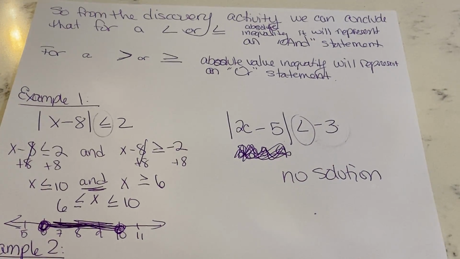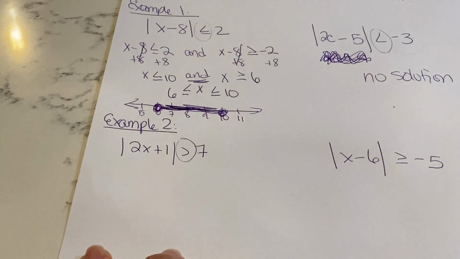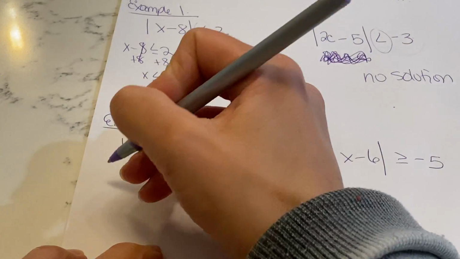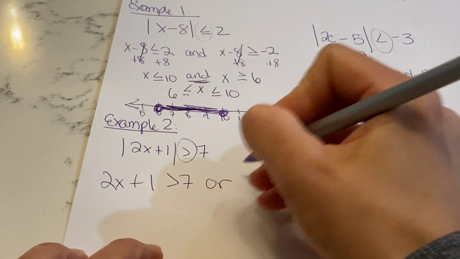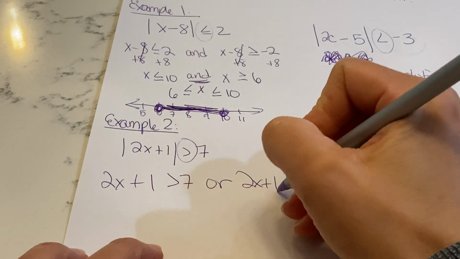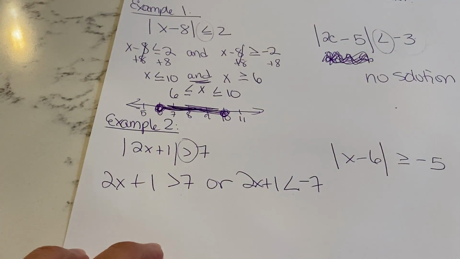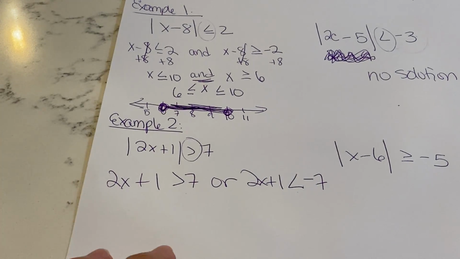All right, so let's do this one. I first look at my inequality is a greater. So I know this is going to represent an or statement. So my first one will stay the same. Then I write the or, and then I'm going to rewrite the second one, flip the symbol, and the 7 becomes negative. Now I'm going to solve my inequality to get the x by itself.